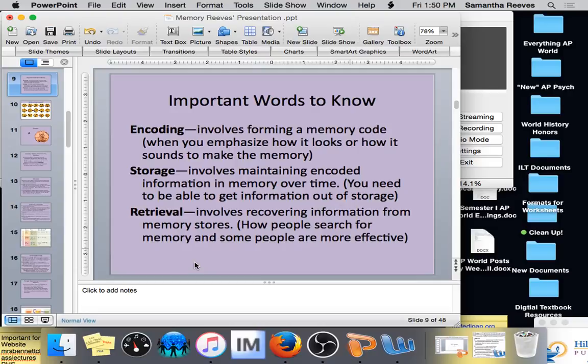You didn't encode it well enough, which means you couldn't retrieve it, which means you didn't do well in the vocab quiz. Okay? Encoding is, every time you think of the information, it adds a deeper stamp. The deeper the stamp is, the easier it is to retrieve.